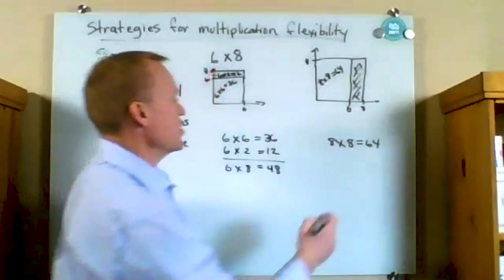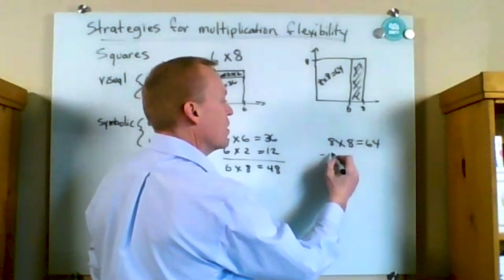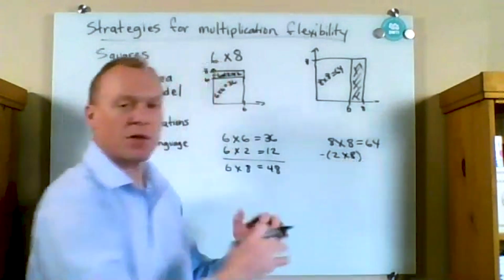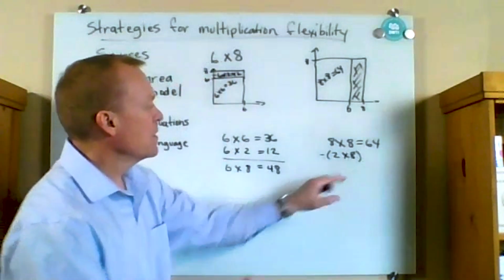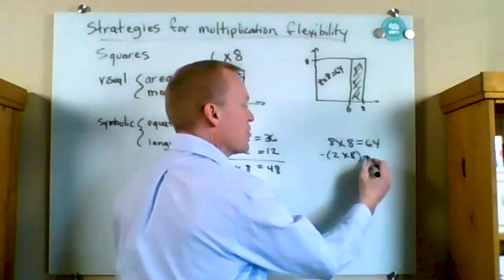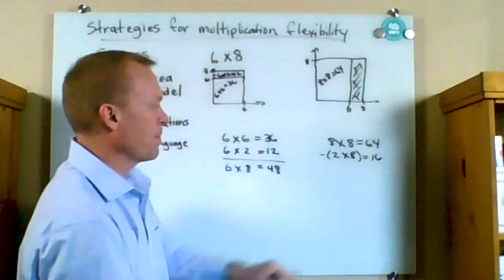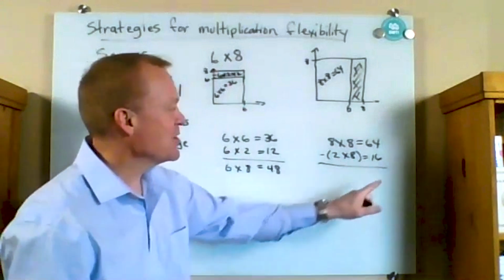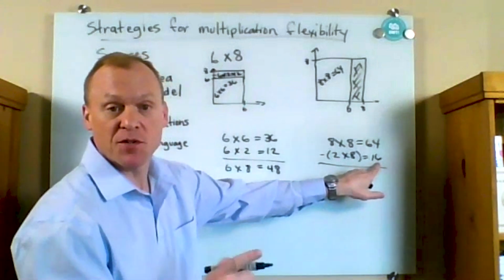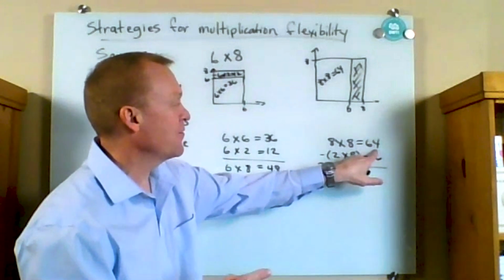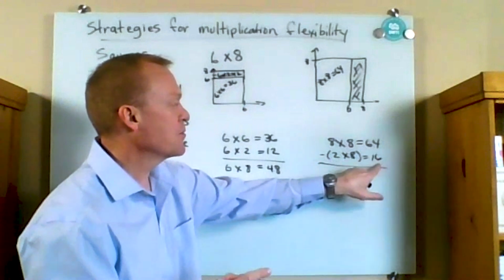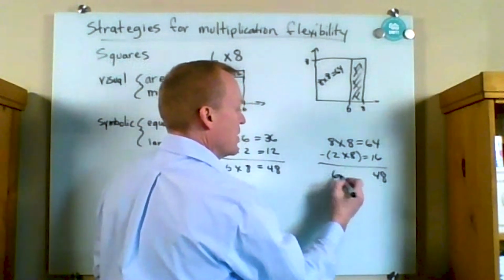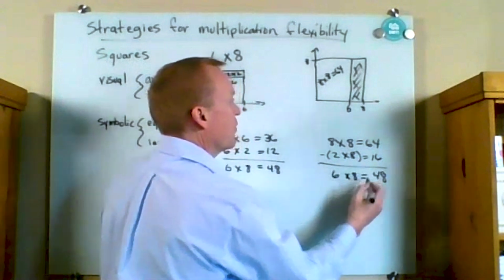So the 6, I'm actually going to subtract 2 8s. A lot of times we'll keep the parentheses to hold that amount. So 16, I'm going to subtract 16. We've focused on our addition and subtraction strategies. We could decompose 16 into 14 and 2: subtract 14, I'm at 50, subtract the 2, I'm at 48. So I know 6 times 8 equals 48.